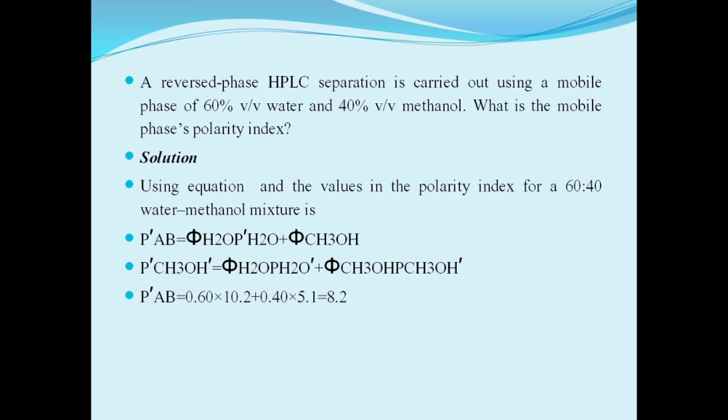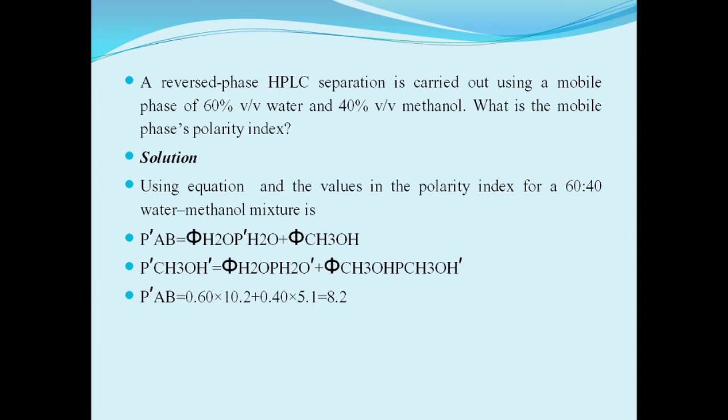A reverse phase HPLC separation is carried out using a mobile phase of 60% volume per unit volume of water and 40% volume per unit volume of methanol. What is the mobile phase polarity index? This is one of the examples to calculate polarity index. For that example, the solution using the equation to evaluate the polarity index for the 60:40 water methanol mixture is here.